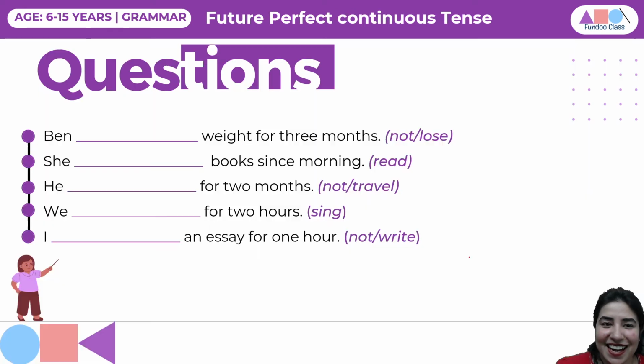So let's get started. These are 5 questions. What you need to do is fill in the blanks using the future perfect continuous tense. The drill is very, very easy. I'll give you 1 minute. Quickly complete these sentences using future perfect continuous tense.